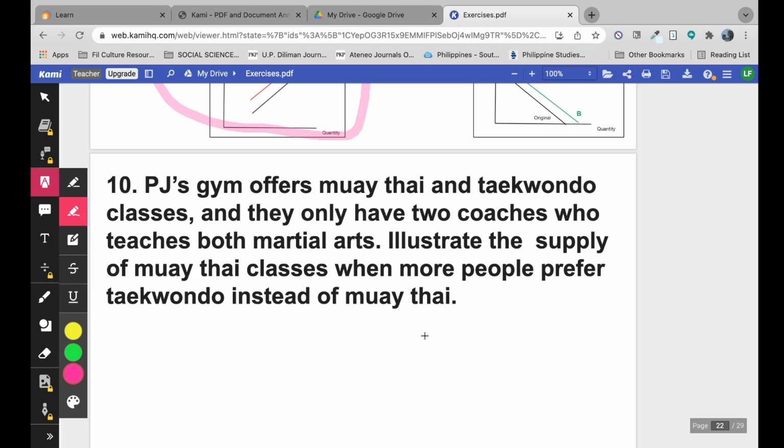PJ's gym offers Muay Thai and Taekwondo classes, and they only have 2 coaches who teach both types of martial arts. Illustrate the supply of Muay Thai classes when more people prefer Taekwondo instead of Muay Thai. Again, you have 2 products being supplied by the gym, and these 2 products are dependent on each other because you only have 2 instructors. So what would happen to the supply of our Muay Thai classes, given that more people have a preference for Taekwondo classes in this particular situation?